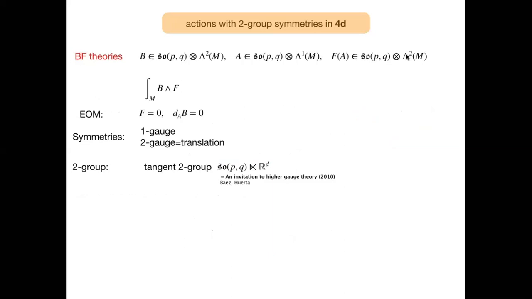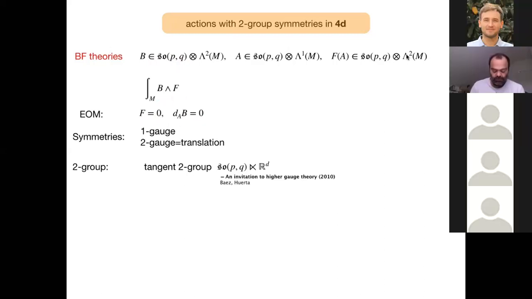So obviously there is the BF type theory, so 4D BF theory, where we deal with whatever algebra you want here. And so you have the equation of motion, and you know that the symmetries of this are basically the normal gauge transformations, and we have the translational symmetry, and this translational symmetry can be interpreted as the two-gauge. So here the two-connection would be the B field. The group which is associated with that is the tangent two-group, where basically we have SO acting on this Lie algebra. So R^D is like the Lie algebra, D being the dimension of the algebra that we're dealing with here.